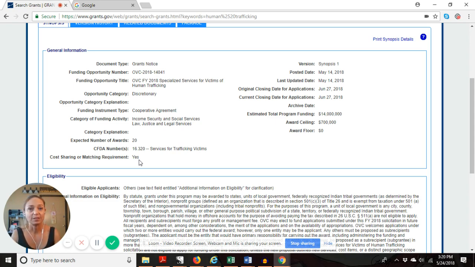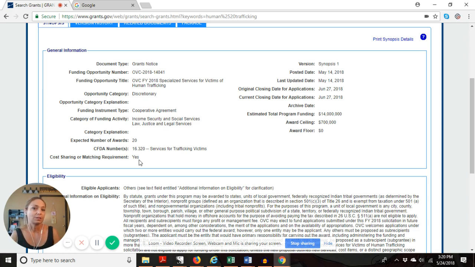And that basically means they're going to say, okay, we're going to give you $700,000, but you need to come up, say, with 10%. And for this grant specifically, they're asking you to come up with 25%. So that's the other reason you might not want to ask for the ceiling, because then you're going to have to come up with 25% of 700,000. Well, the math is a little different. I'll show you in a minute. But you're going to have to come up with a certain percent of matching that.